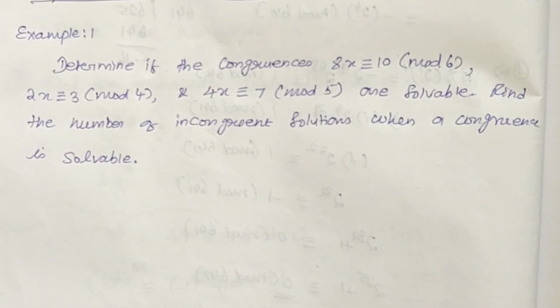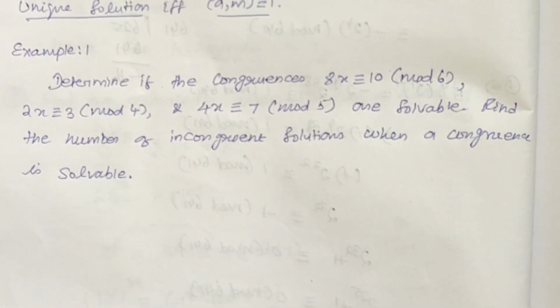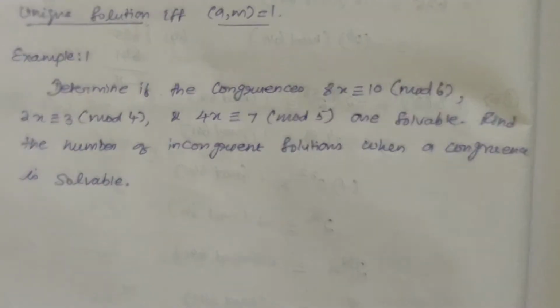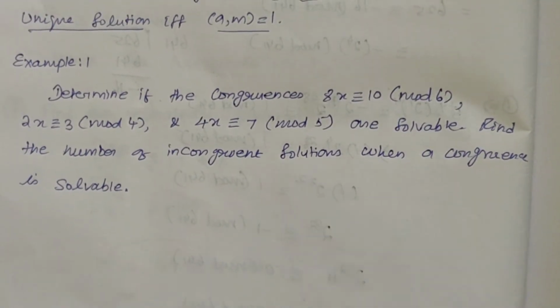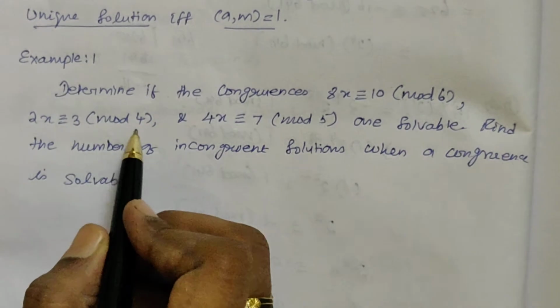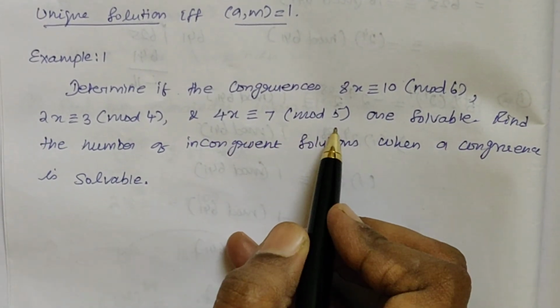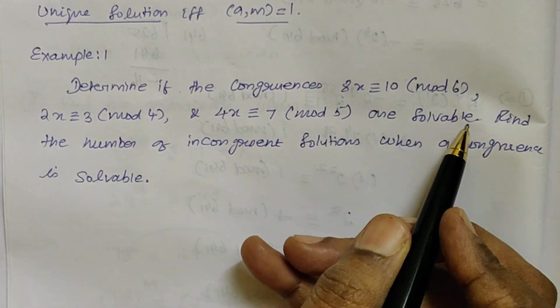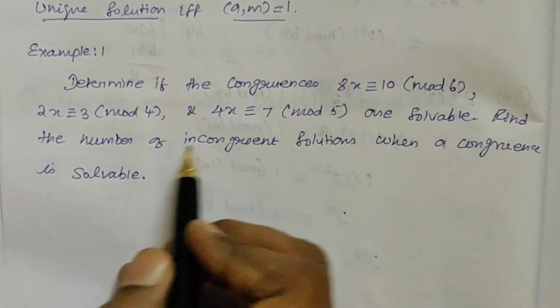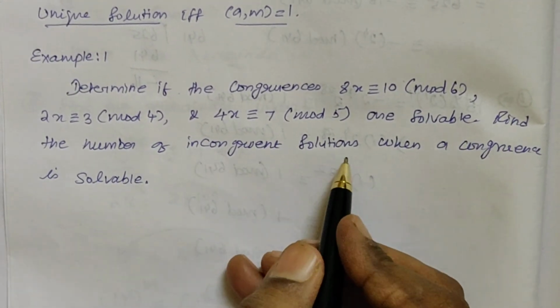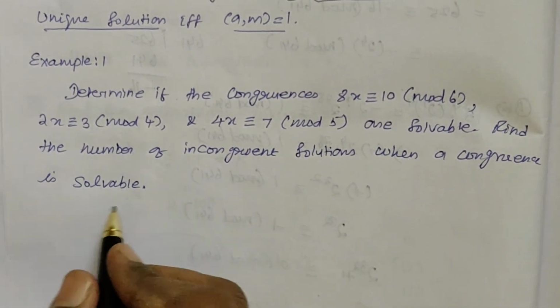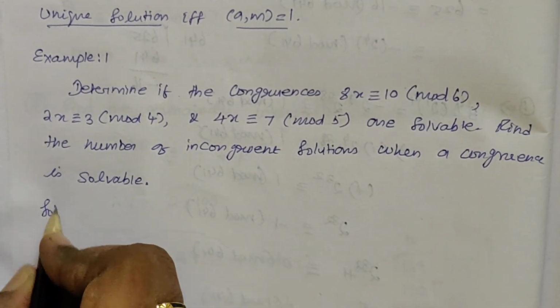Determine if the congruence 8x ≡ 10 mod 6, next one, 2x ≡ 3 mod 4, and 4x ≡ 7 mod 5 are solvable or not. First check this one. Then find the number of incongruent solutions when a congruence is solvable. Now let us see the solution.